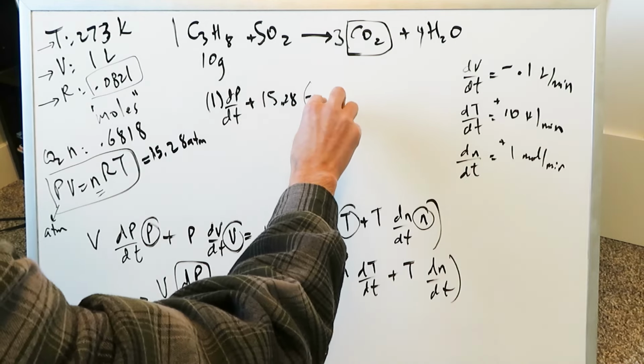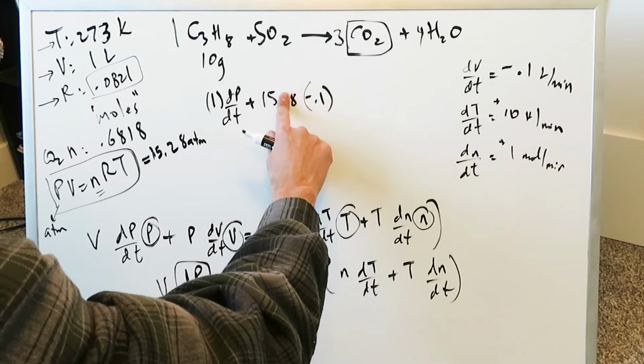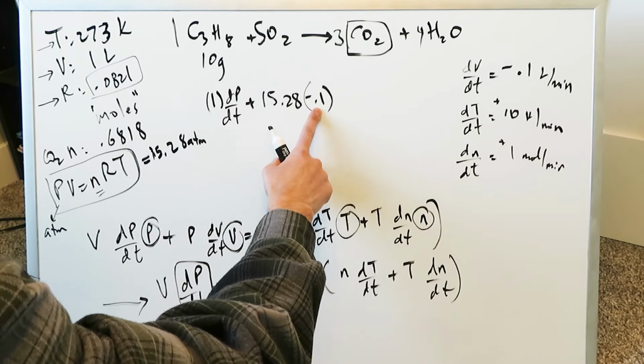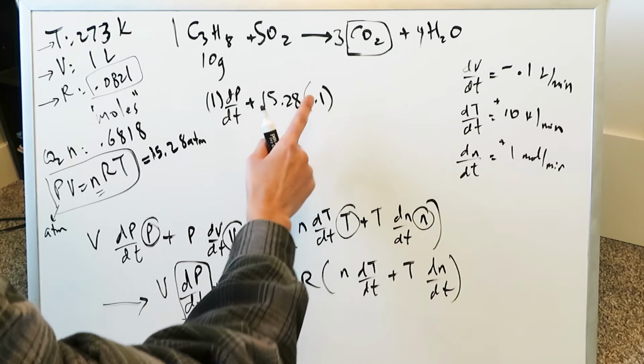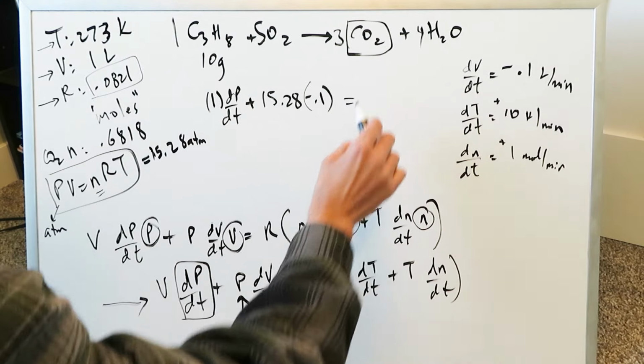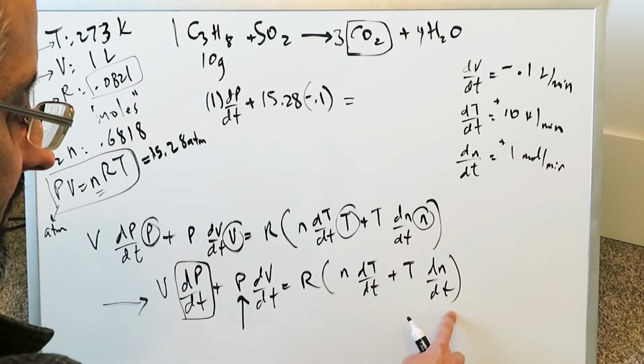I'm going to have a minus 0.1. We'll eliminate the units over here because we don't need to see them right now. If you have a rate of change which is negative, it means it's becoming less with time. If you have a rate of change which is positive, it's becoming more with time. Is equal to, look at this equation and start filling in your items.